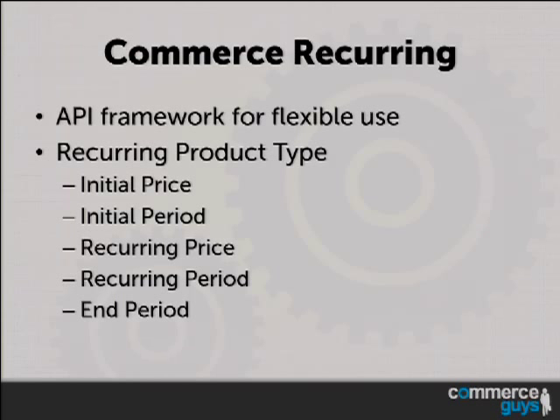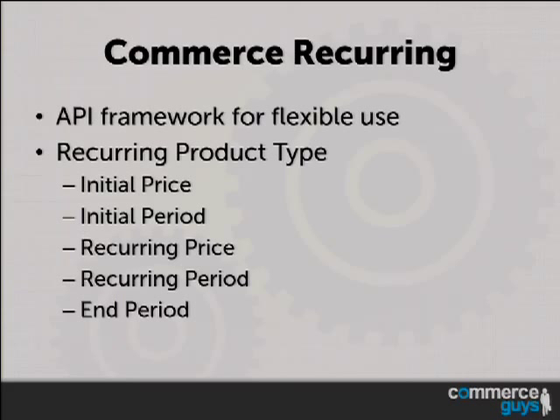It comes with a recurring product type. This is a new product type. The standard product is just a thing with a price, but what this adds is an initial price and period, so that can be 3 months, or maybe the initial price is more expensive. Sometimes you have a sign-up fee where you have to pay a fee for configuration at the start, and then an initial period. And then once you've got that, you've got your recurring price and recurring period.